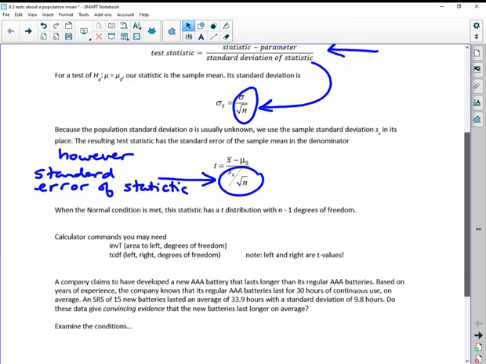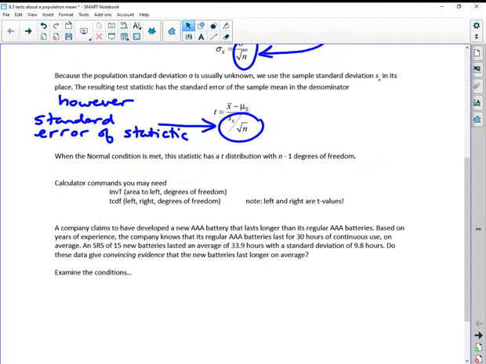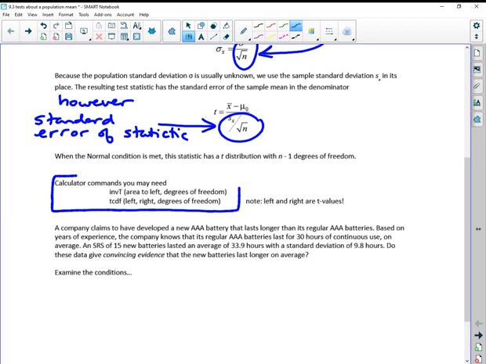So before we can do any inference, before we can use any of our calculator commands that are similar to the ones for the normal curve, but now involve the T distribution, we still need to meet our conditions, and especially the normal condition, in order to use these curves. So let's examine a situation for AAA batteries and see if this meets the conditions for inference.